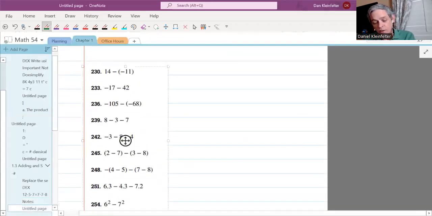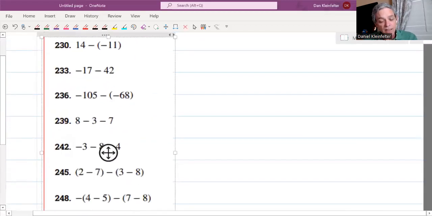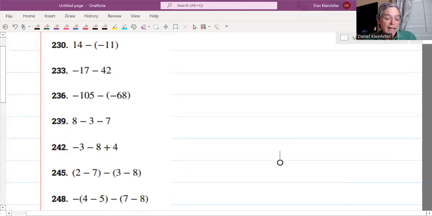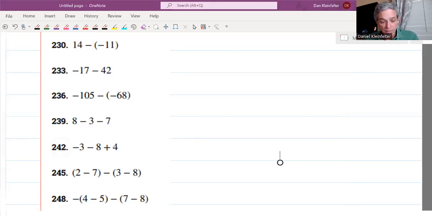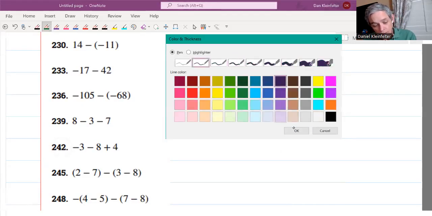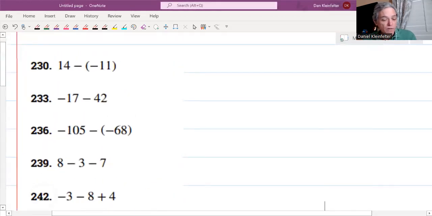All right, so just a few examples for us to try, just to make sure we're okay. And some of these are a mixture of additions, some are a mixture of subtractions. So let's go ahead and go through it. So 14 minus negative 11 is the same as 14 plus positive 11, which is 25.